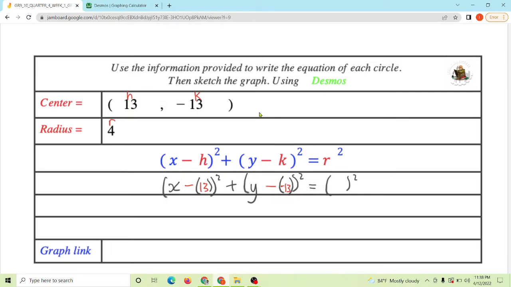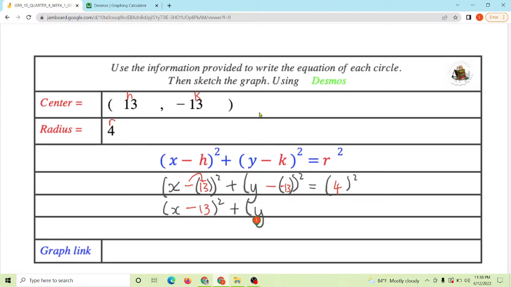And my radius is 4, and that goes right there. Now, we're just going to simplify. So x, minus times positive, that will give us minus 13. Then we put our square, then everything else stays the same.